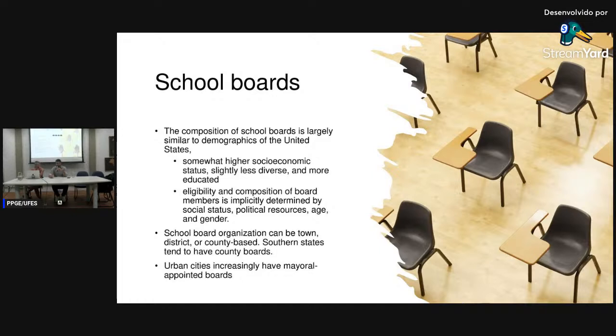In some states like Vermont, every school has its own governing body, whereas in southern states, the entire county, which may have lots and lots of districts, only has one school board for the whole area.